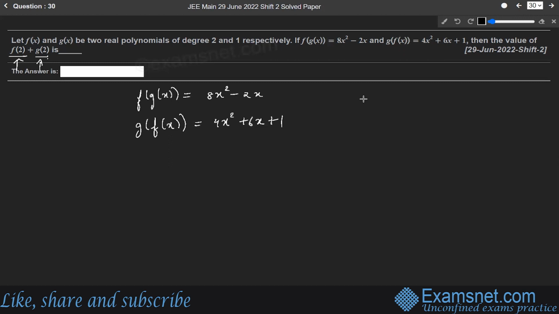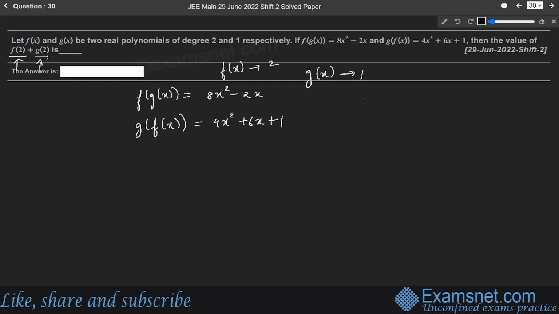So listen very carefully because this kind of question is very important, where f of g of x is given and g of f of x is given to you, and you have to find the value of f of x and g of x. And one more thing is given here, which is the degree. For f of x, the degree is 2, and for g of x, the degree is 1. So we have to use this hint in order to get the value of f of x and g of x.